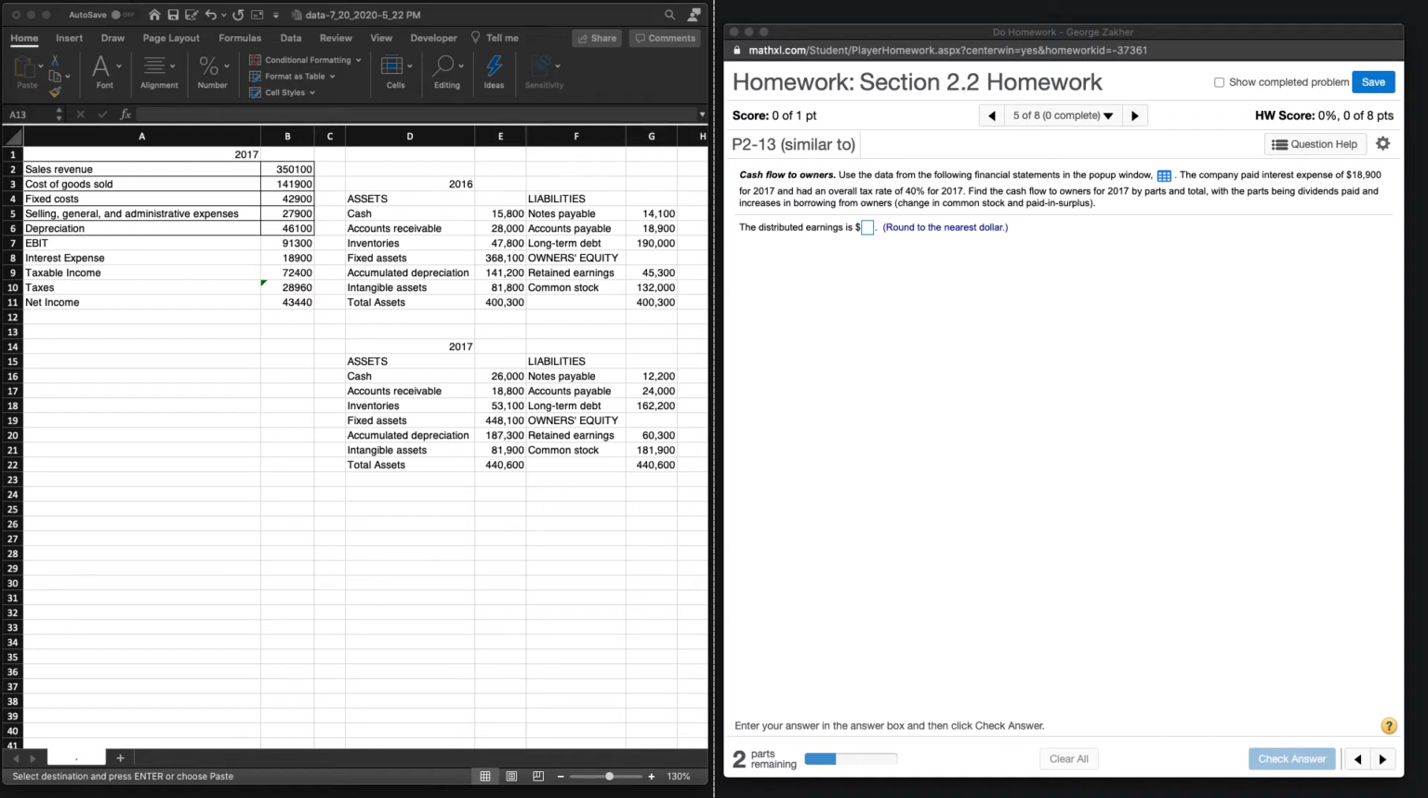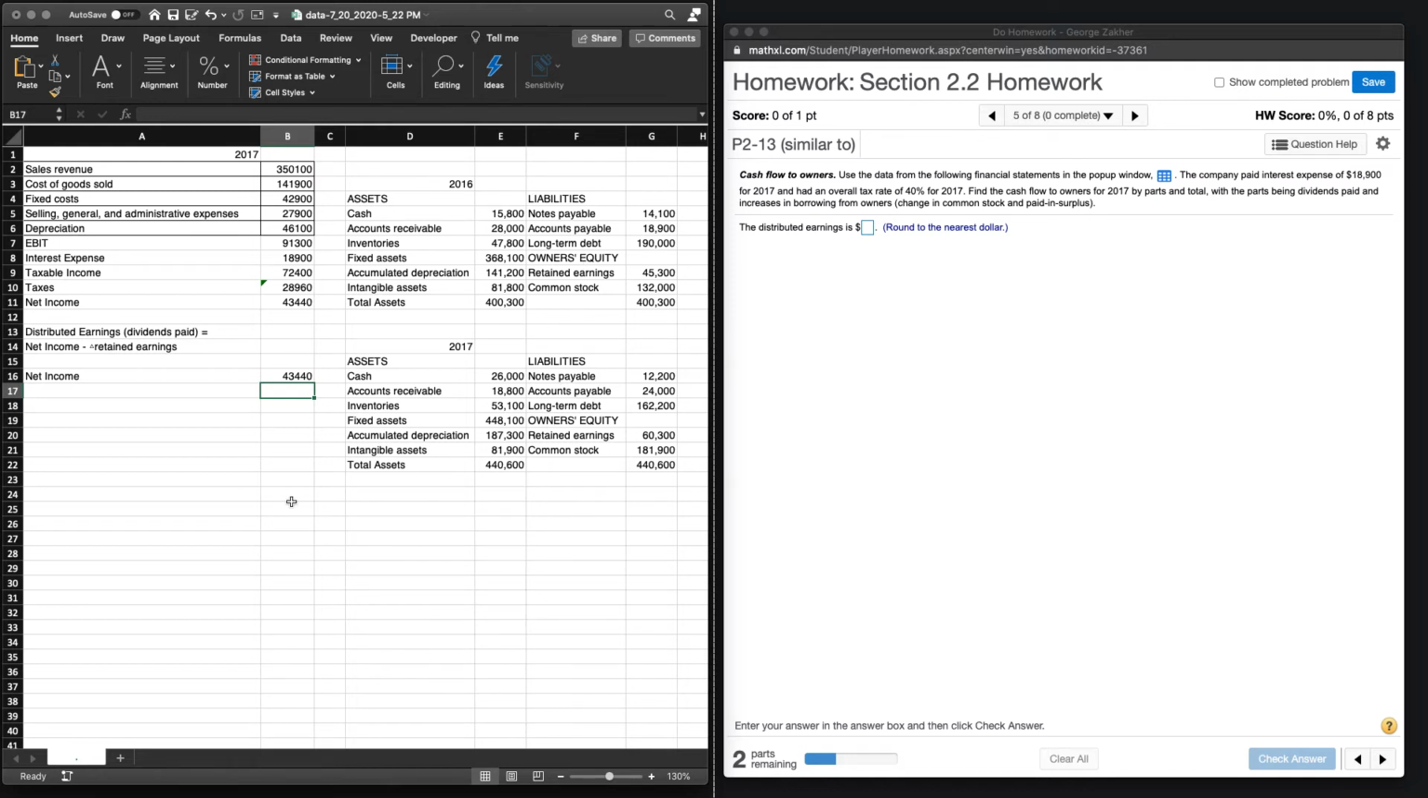Okay, so you can see distributed earnings is equal to our net income minus our change in retained earnings. So our net income has been figured out for us here. Okay, and the change in retained earnings is going to be the 2017 minus the 2016 change.